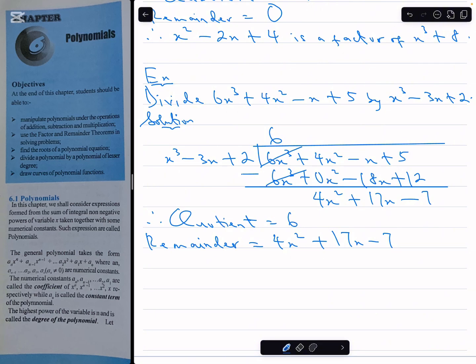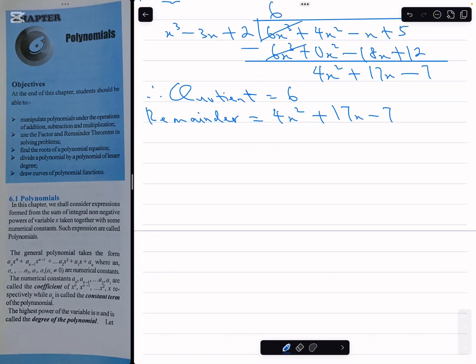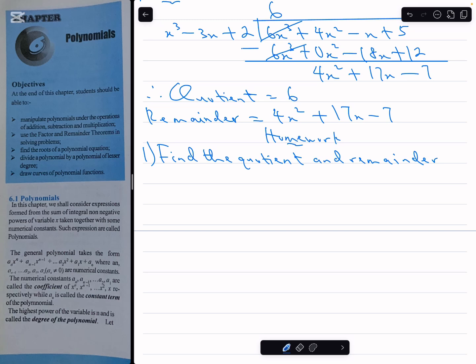So this is going to be your homework. Make sure you do that homework. Homework. Number 1, find the quotient and remainder.